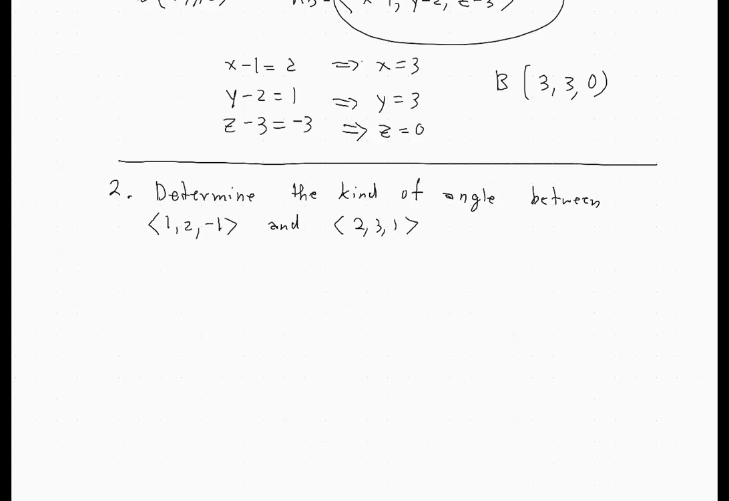Well, we need to take the dot product of the two vectors. And the dot product will be 2 plus 6 minus 1. I'm taking the products of the corresponding coordinates, which is 7. And it's greater than 0, which means that the angle is acute. Let's go to number 3.